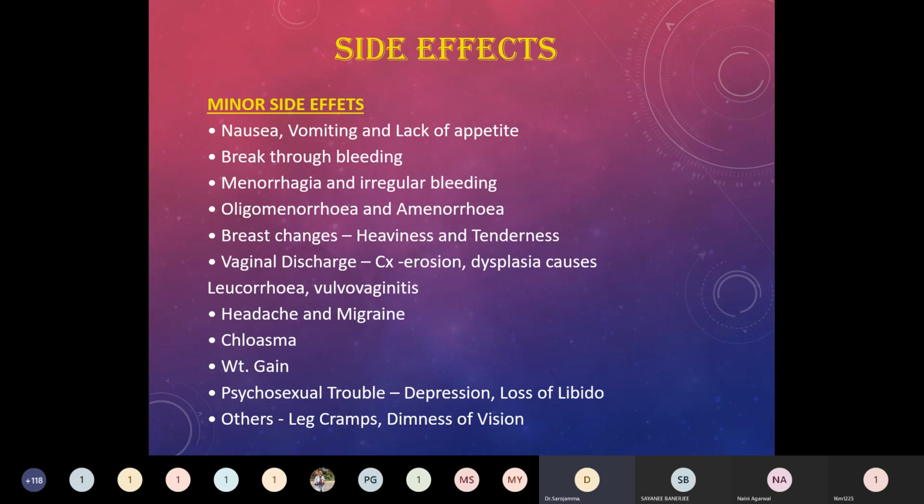Side effects are major and minor. The commoner ones are the minor ones, like with any other tablets. When they take it, there is nausea, vomiting, lack of appetite. And common with OC pills are breakthrough bleeding, menorrhagia and irregular bleeding in the initial phases of usage, and oligomenorrhea and amenorrhea in long-term usage. Breast changes, which is again due to progesterone and water retention, vaginal discharge due to cervical erosion, leukorrhea and vulvovaginitis, headache, migraine, asthma, weight gain.